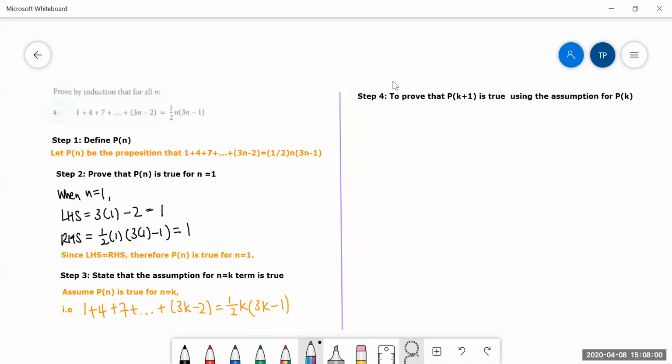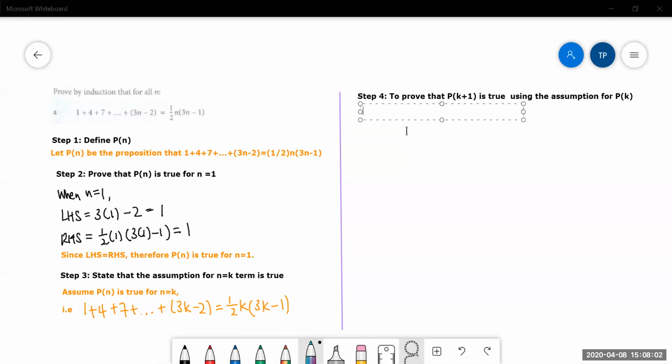Over here you can write: want to prove that. We need to write the statement first, right? Want to prove that Pn is true for n equals to k plus 1.